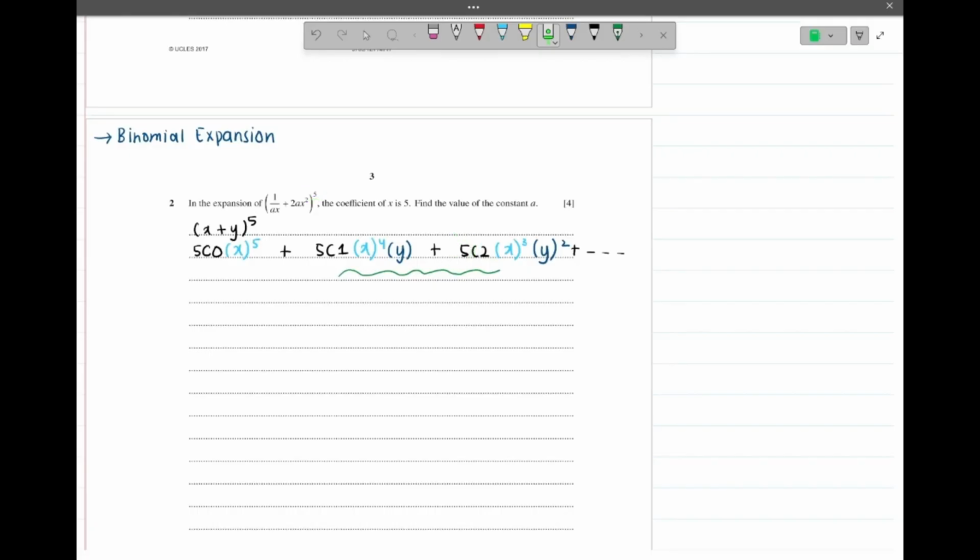So I've written down a basic format. I think that in this particular expression, the coefficient of x is going to come in the third term. So let's check it out.